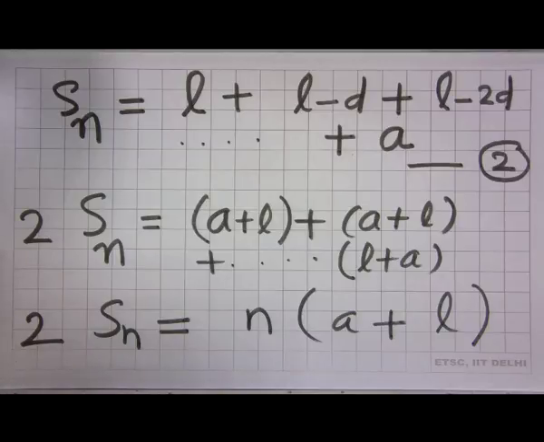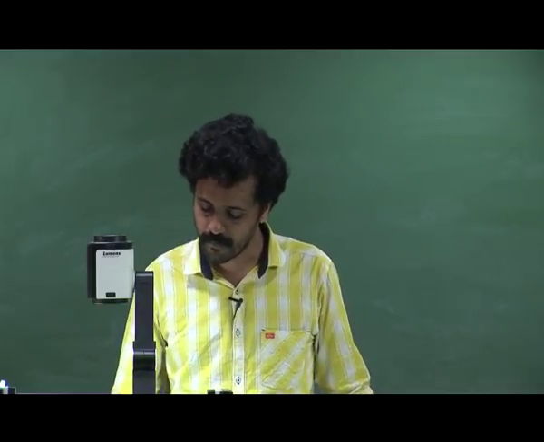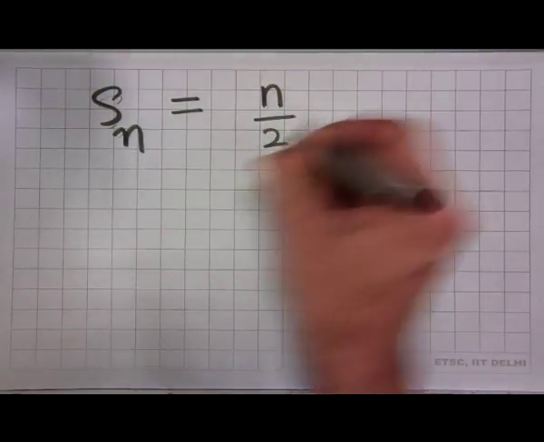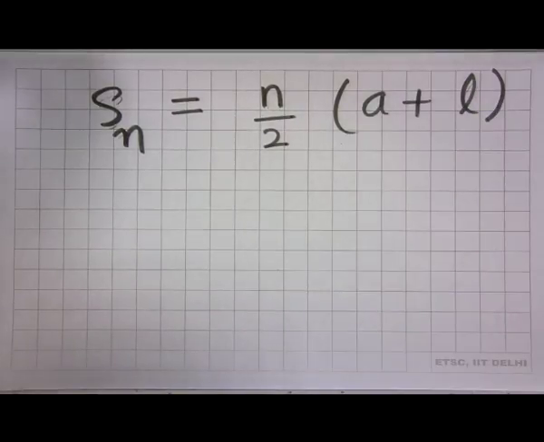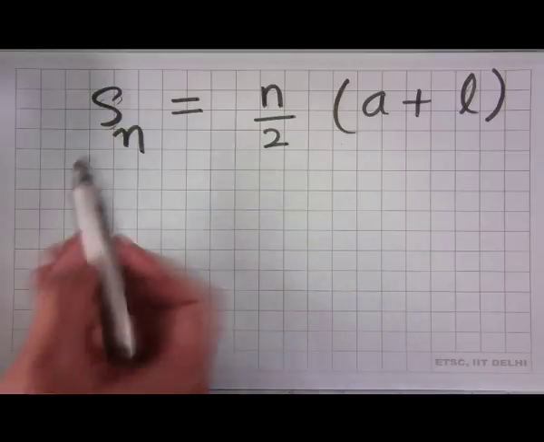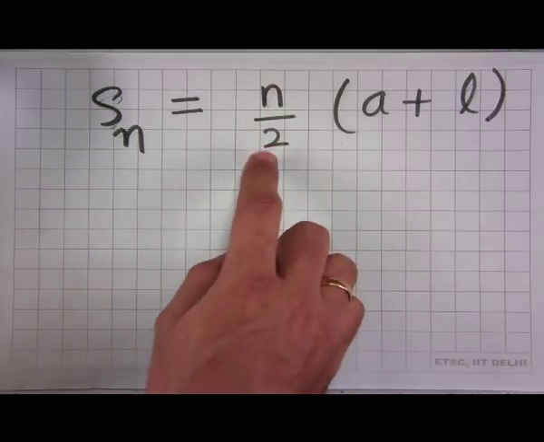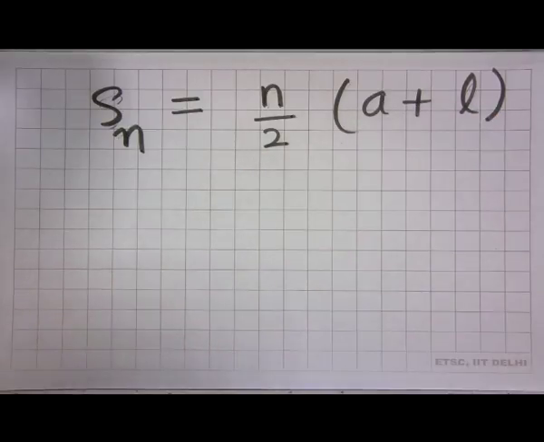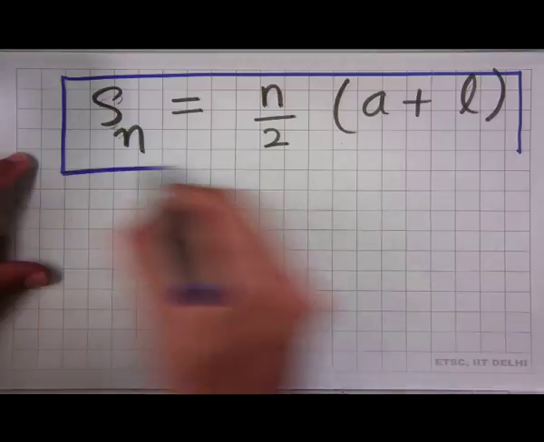We want an expression for Sn rather than 2Sn. So, let us write Sn equal to n by 2 times a plus L, and this gives you a formula. The sum of the first n terms of an arithmetic progression is given by n by 2 into the first term plus the last term in consideration. It is an important formula.